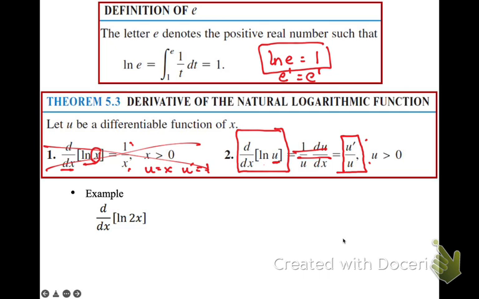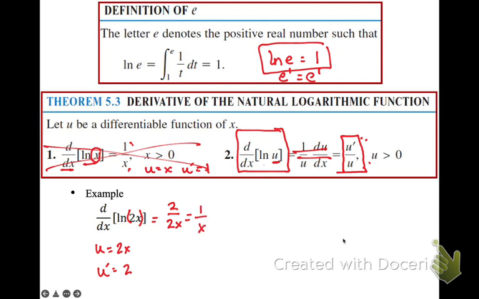Okay, so the derivative of the natural log of 2x. When I write these, I will always put parentheses around them, because you're taking the natural log of 2x, right? So what is u? 2x. And what is the derivative of u? 2. So for natural log, it's the derivative of u over u. So 2 over 2x. What do I get? 2 over 2x is 1 over x.